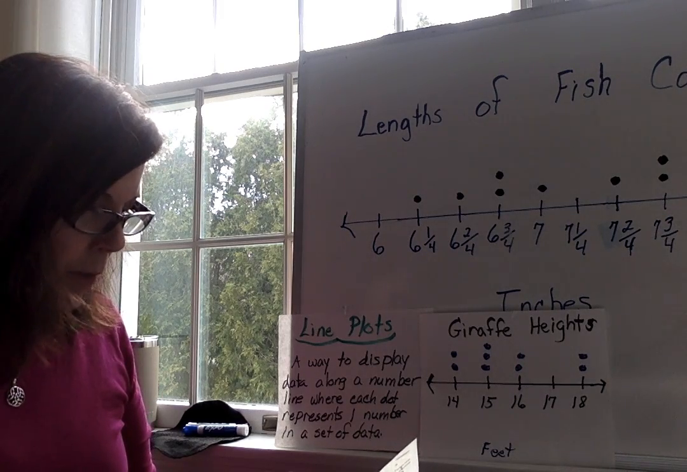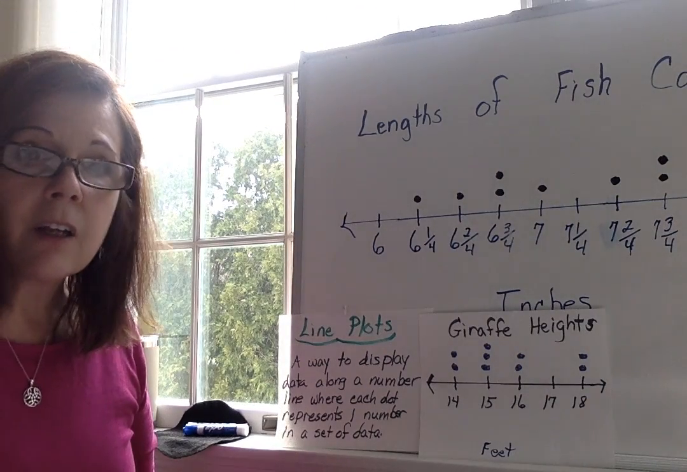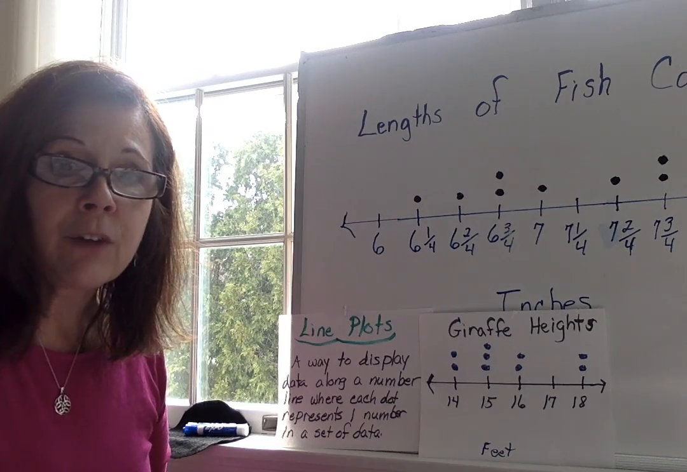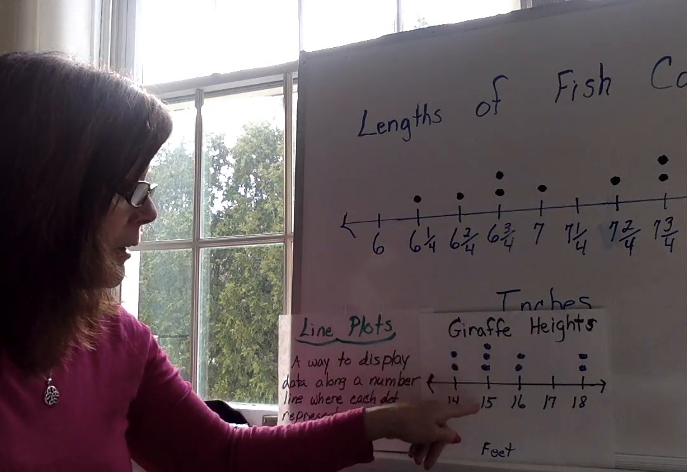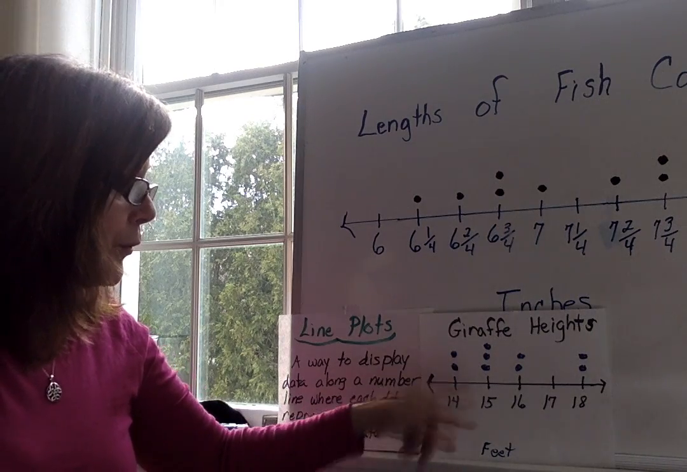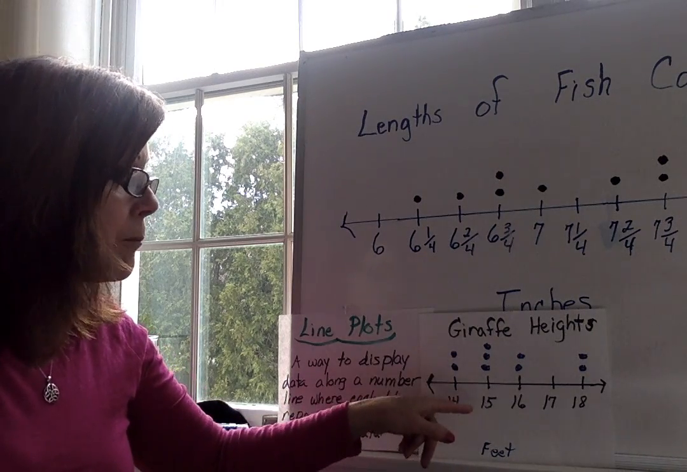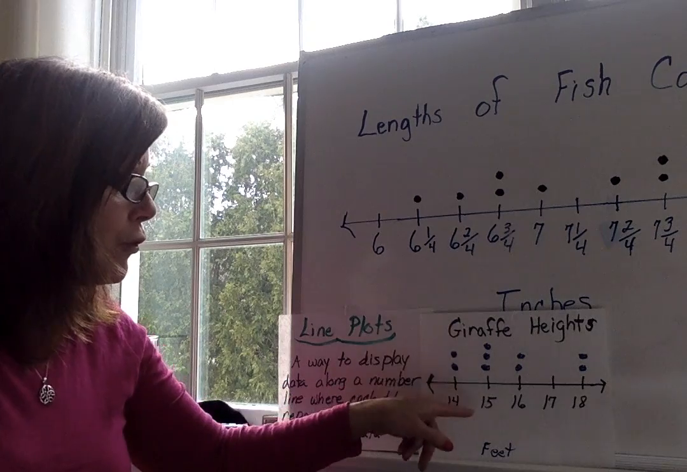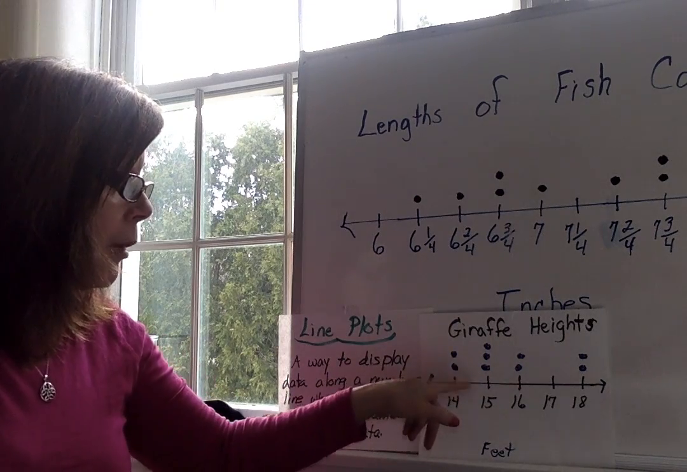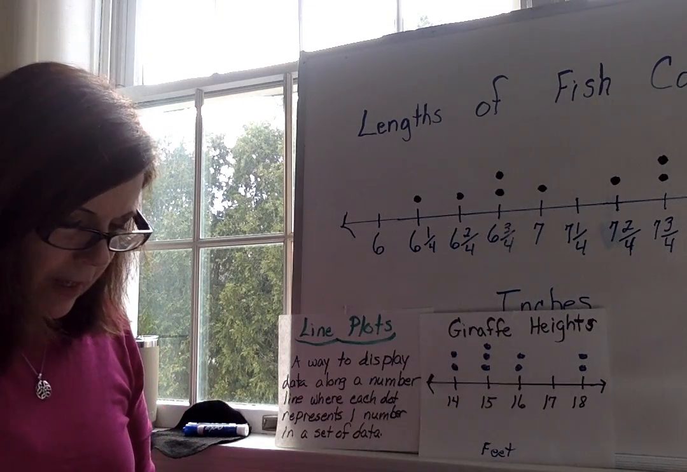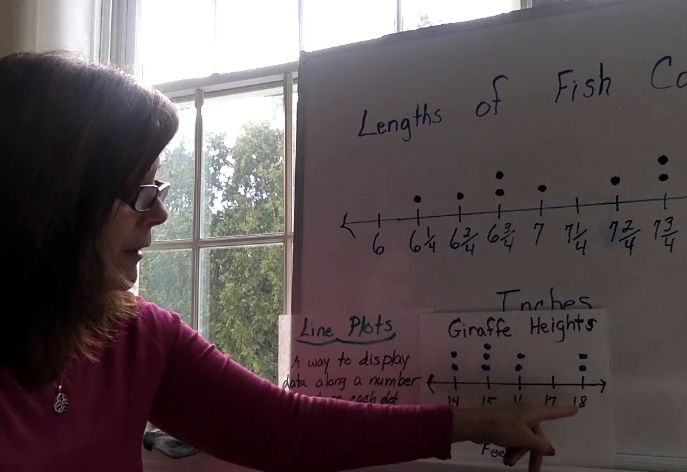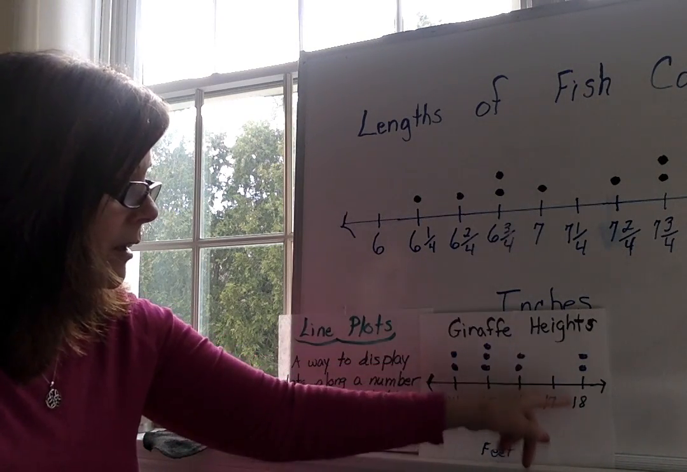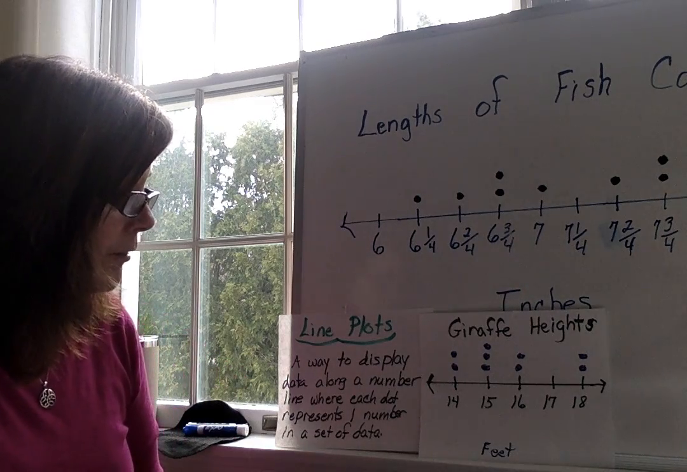What is the most common height? Basically, which of those numbers has the most dots above it? And as you can see, that would be 15. So the most common height for the giraffes in this case would be 15 feet. And how tall is the tallest giraffe? Well, if you flip over here, you can see the tallest one is 18. There are 2 giraffes that are 18 feet.